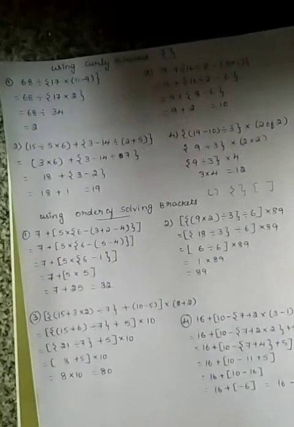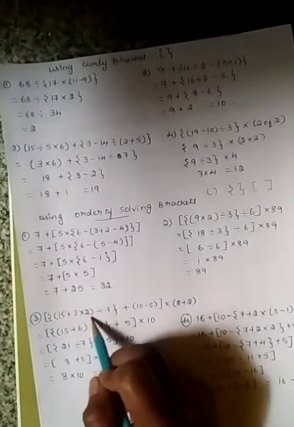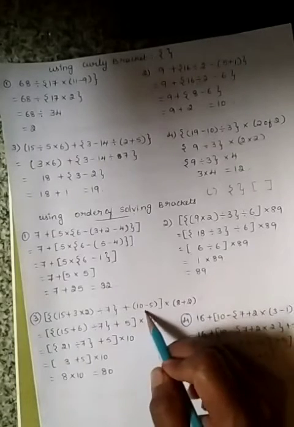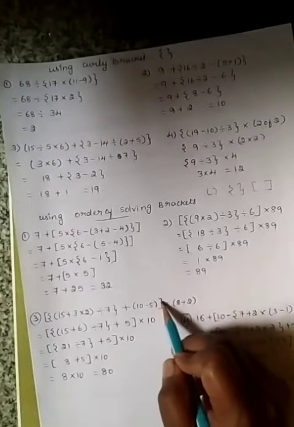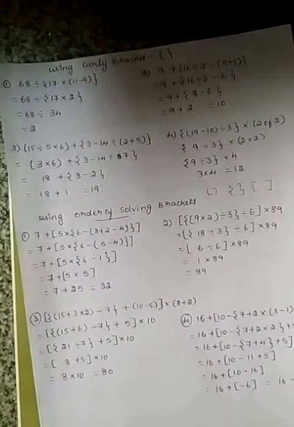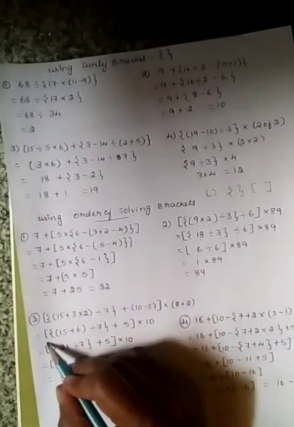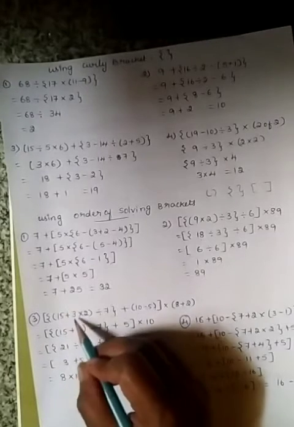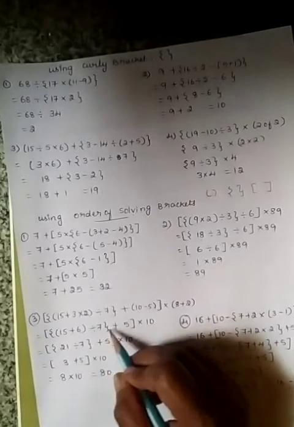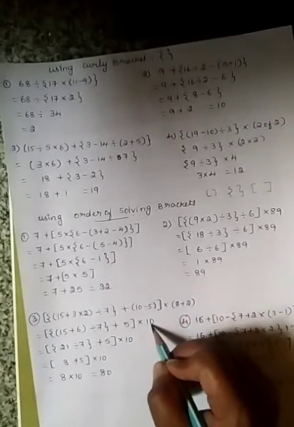Next we will see the third one. Open all the three brackets: 15 plus 3 into 2 divided by 7, close the flower bracket, plus open the common bracket, 10 minus 5, close the common bracket, close the square bracket, into 8 plus 2. So first you have to solve this. So open everything, then 15 as it is, plus 3 2s are 6. First you have to do the multiplication. 6 divided by 7, close the flower bracket, plus 5, close the square bracket, into 8 plus 2 is 10.